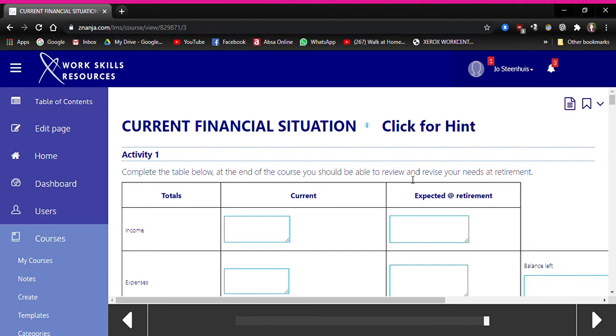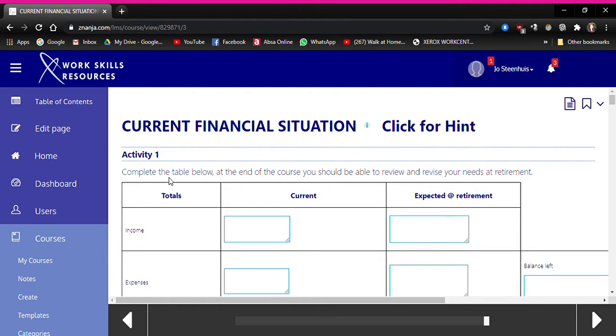Hello, everybody. We are now going to be discussing your current financial situation. Do not despair, because current means that it can change. And of course, we're busy with retirement preparation.